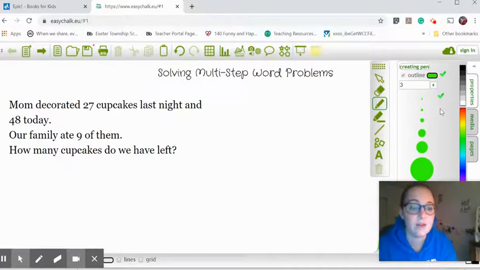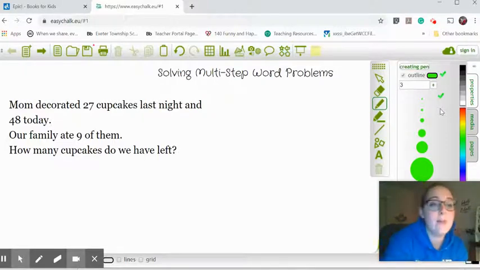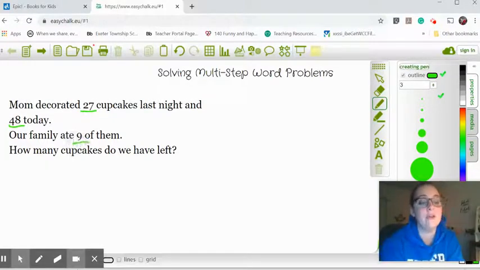So it says, Mom decorated 27 cupcakes last night and 48 today. Our family ate 9 of them. How many cupcakes do we have left? So if I had a highlighter, I could highlight, but I'm just going to underline. So we know we have 27 and 48 today, and then our family ate 9 of them. And then it's asking how many cupcakes do we have left?